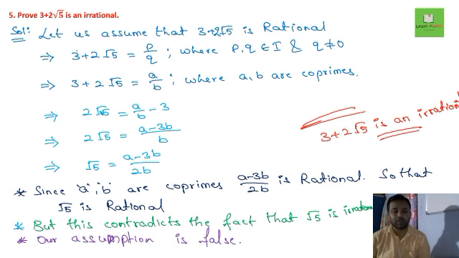Okay, I hope everyone clearly understands this concept of proving an irrational number, and every problem in exercise 1.4 is clearly understood.